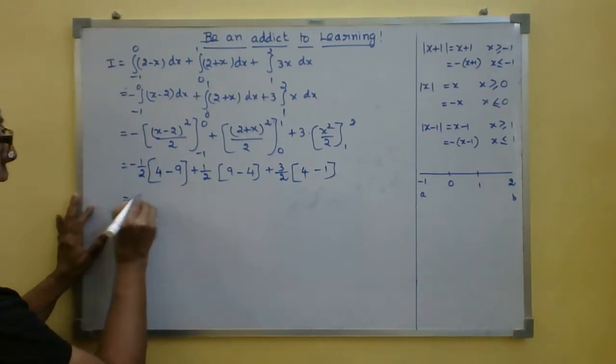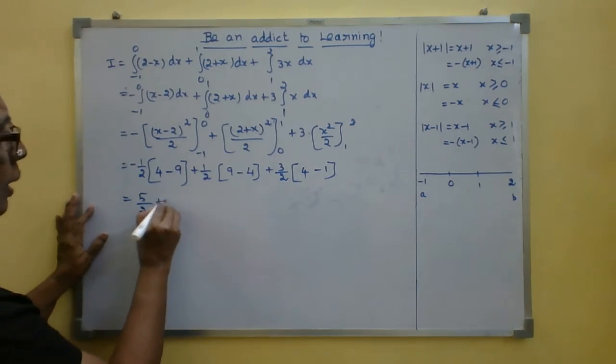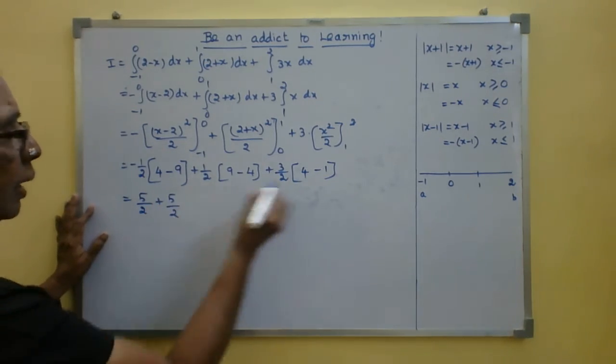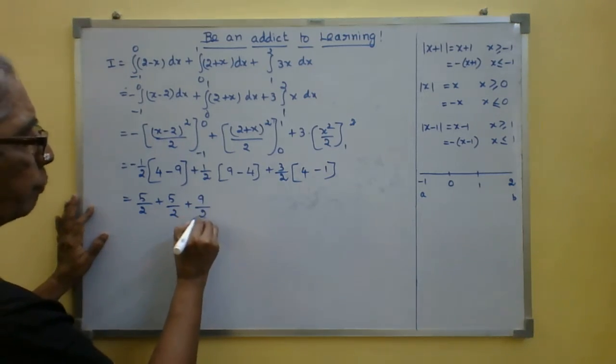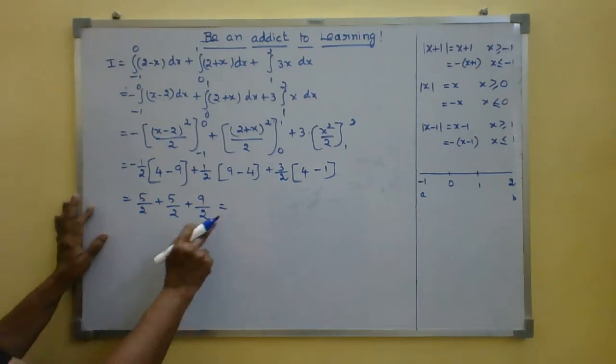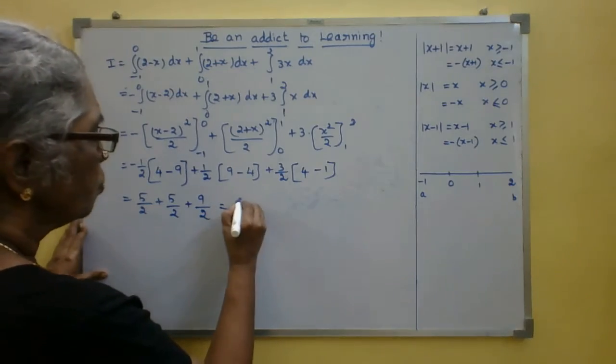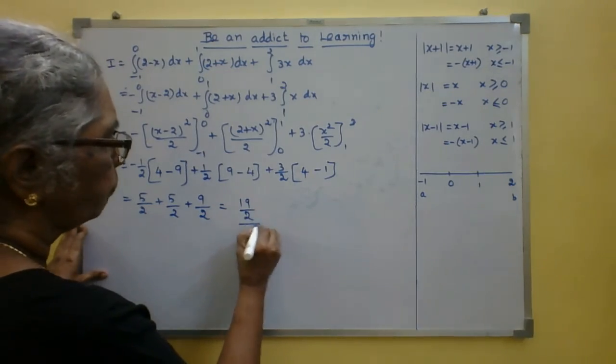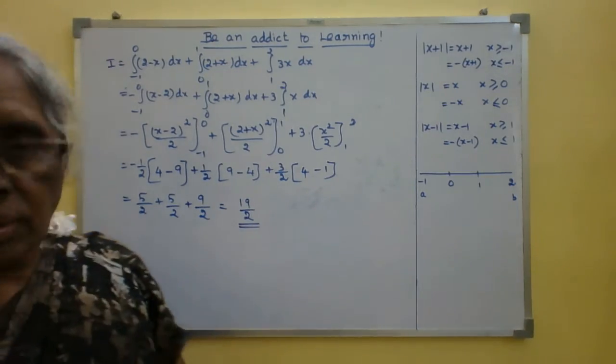So here what do I get? Here minus 5. Here is 1 minus, so I get a 5 by 2. Again I get a 5 by 2. Here I will get 9 by 2. So now just add the numerators. The denominator is 2. So you get 19 by 2. That is the answer for this.